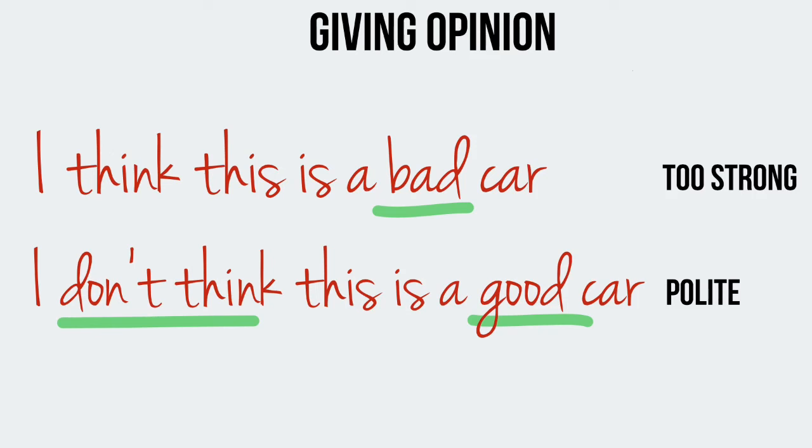If you say, I think this is a bad car, this statement is too strong and sometimes even rude, so you can make it more polite by saying, I don't think this is a good car, making the first part negative and the second part positive.